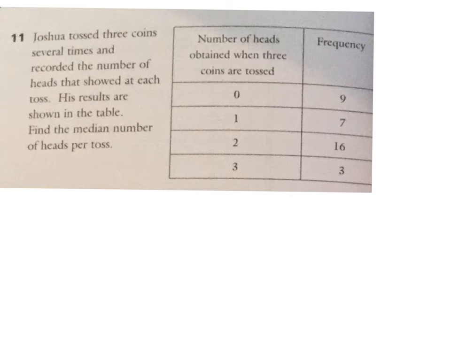Joshua tossed 3 coins several times and recorded the number of heads that showed at each toss. His results are shown in the table. Find the median number of heads per toss.